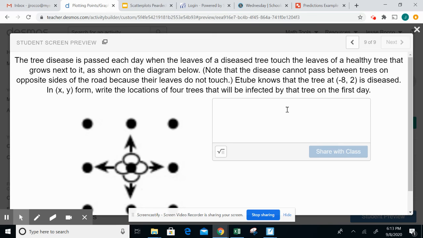And then the last one is basically just this point in the middle is -8, 2. And then what are the points around it on these arrows? That's it. That's all you have to do. Make sure your points are in XY form and they have the parentheses. Other than that, guys, that's it for that. Complete that activity.